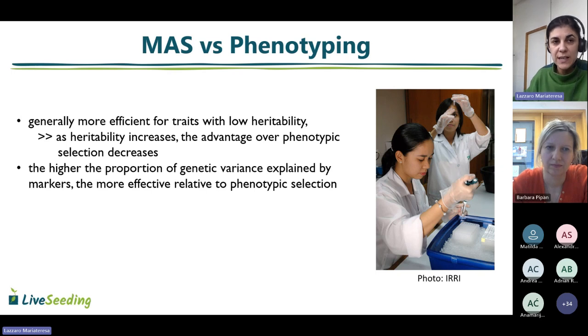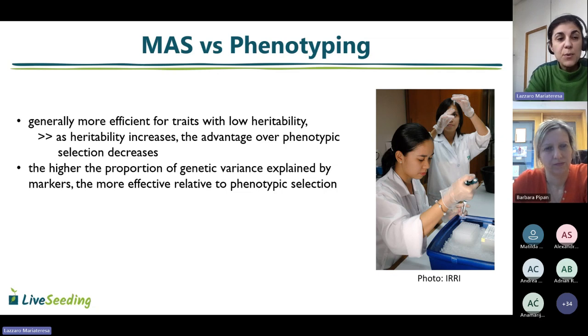Nevertheless, we very often have that the key traits of interest for making our varieties better than the currently available varieties are traits for which it is actually difficult or very costly to do the phenotyping.